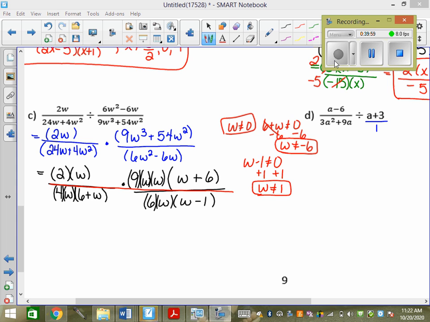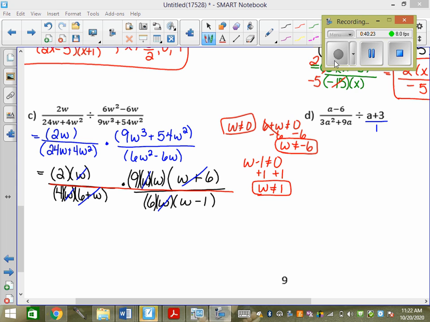Then I see what I can cancel. So a W for a W, a W for a W. 6 plus W is the same as W plus 6 because they are both positive, right? I told you the order doesn't matter. It's the sign that matters. So this is a positive 6 and a positive W and a positive 6, so they can go. W minus 1 on the bottom is going nowhere because there isn't a W minus 1 in the top anywhere.